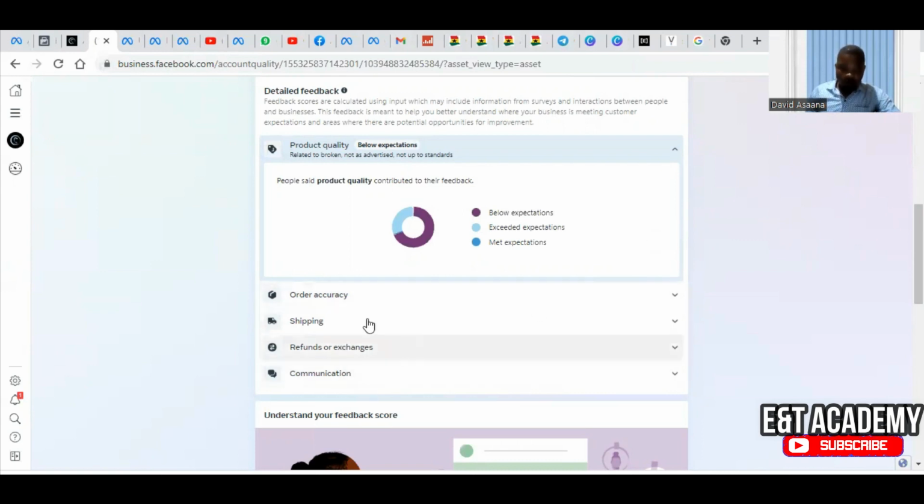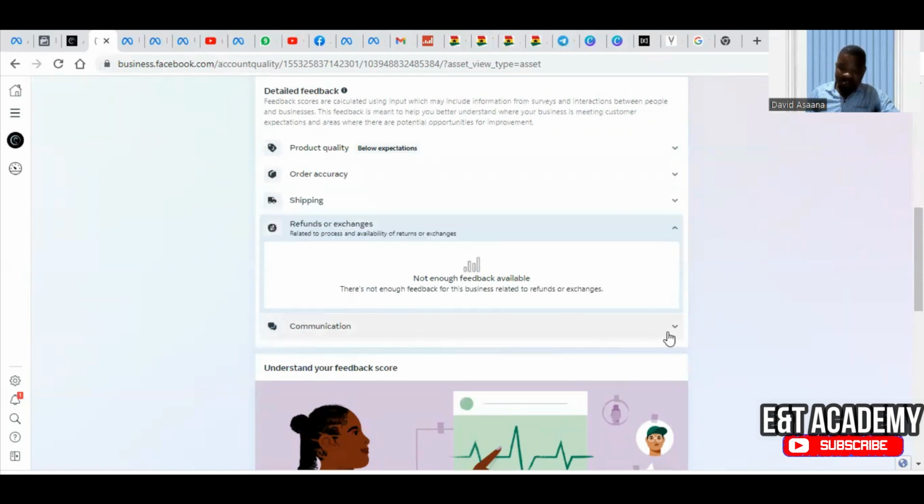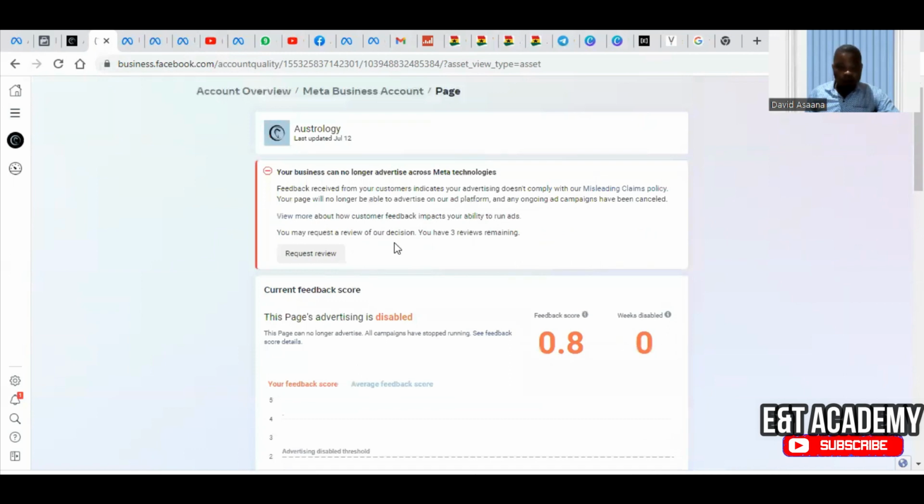Okay. So when you look at the shipping, there has not been enough feedback on that. It means that they didn't have much problem with shipping, refund, or communication. The problem was on the product quality. And I believe that this is wrong. My page, or this page, is wrongly restricted. Actually, I'm doing it on behalf of a client who has this problem.